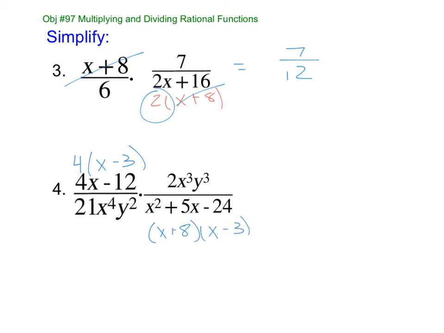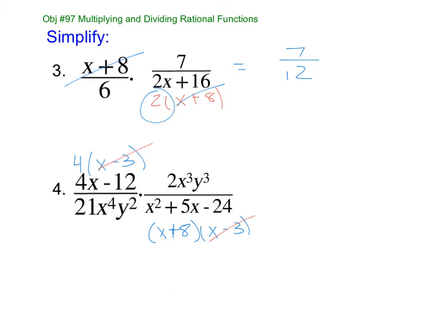If you need a review of factoring, look that up. If you need help with that, send me an email. Okay, so we did the easy part. There's a couple ways you can do the rest of it. Sometimes it's actually easier to simplify the top and then cancel.